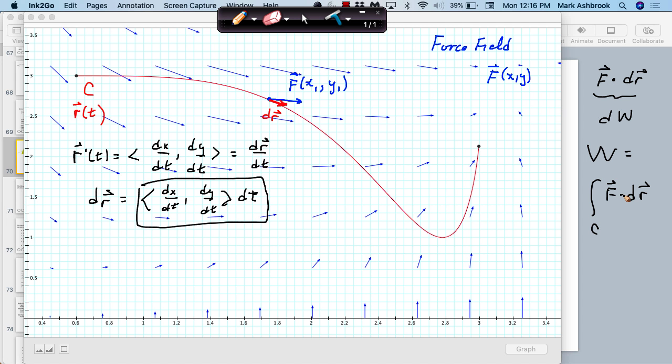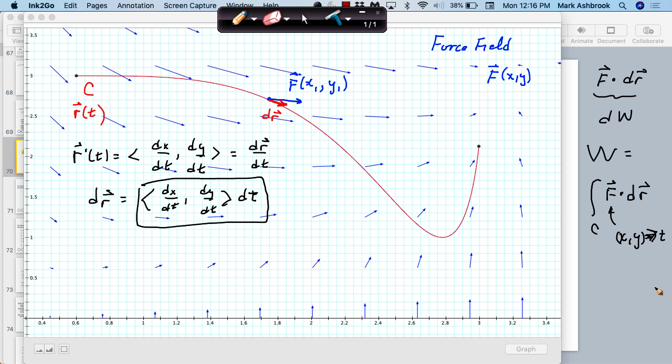Then you'll have the dot product of that with the force field written in terms of t. So again, change it from xy to t. It's an arrow, it's supposed to be an arrow. And then it'll be the starting t to the ending t. We're going to rewrite the force field in terms of t according to the path r. Our dr is going to be the derivative function times dt, and then we'll have the starting t and the ending t. We'll do an example of that in a sec.